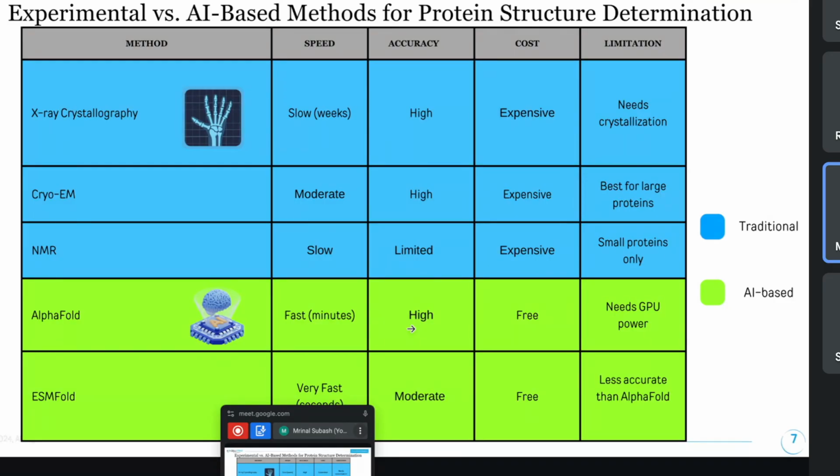Some of the pros were it was highly accurate, it was really fast. It literally takes minutes to predict protein structures in a very accurate manner, and it's readily available. If you just go to the AlphaFold official website, you'll be able to see the AlphaFold server, and you'll be able to assess a lot of proteins, and get results for those assessments.